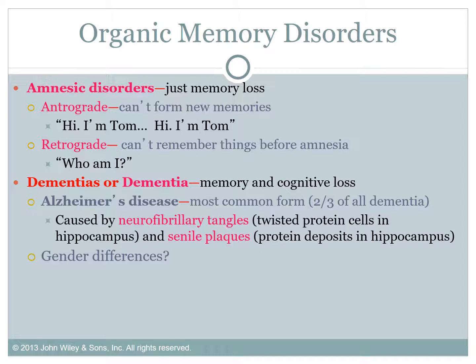Dementias are a form of memory and cognitive loss usually caused by some kind of organic brain damage. Alzheimer's disease is by far the most common, covering about 2/3 of all dementia, and it's believed that all humans will acquire Alzheimer's disease if they live long enough.